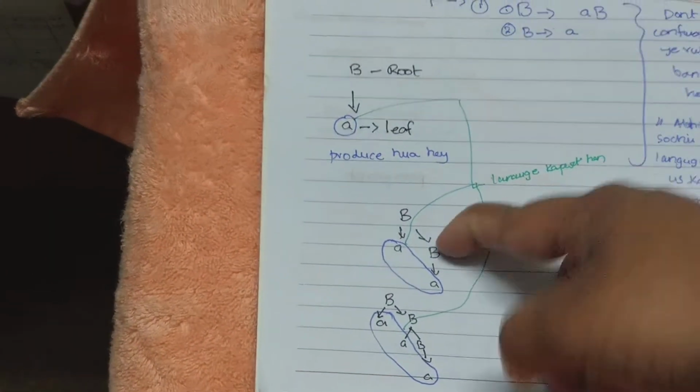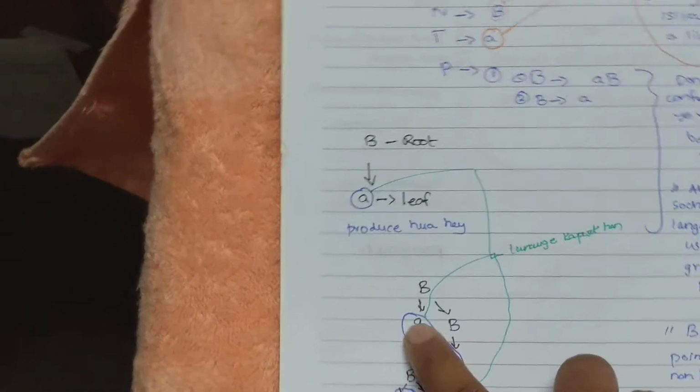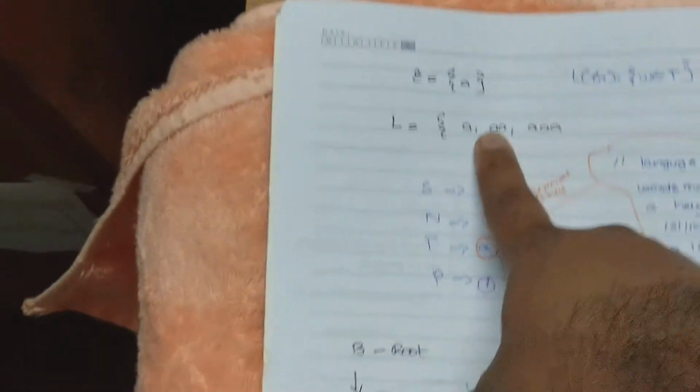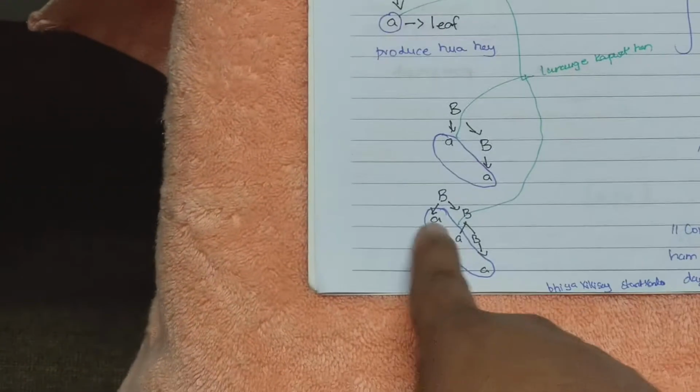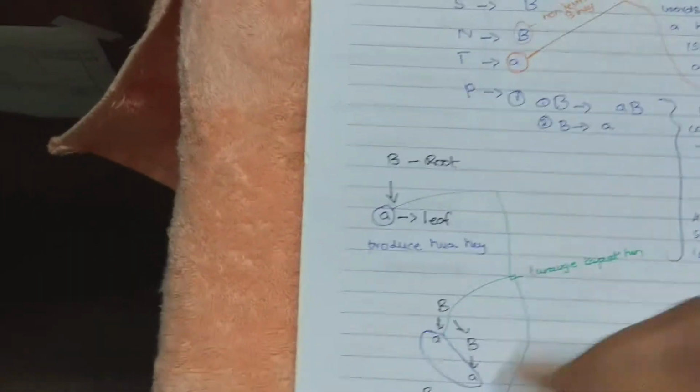So the non-terminal is B, and B has a child A. So double A comes in and we can verify this double A. Now the same goes for the triple A and so on. So you can see it's a recursive thing.